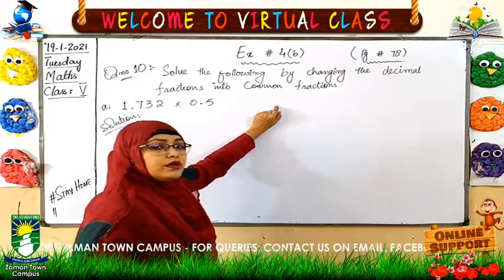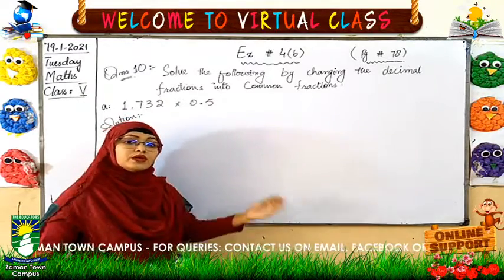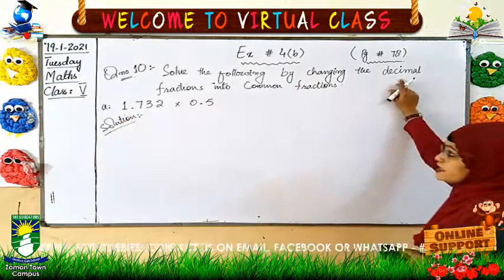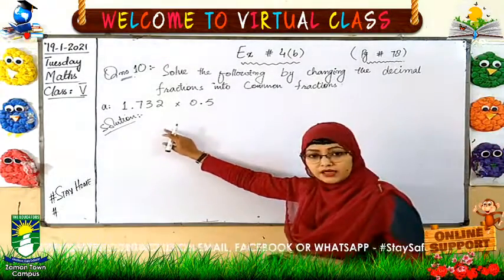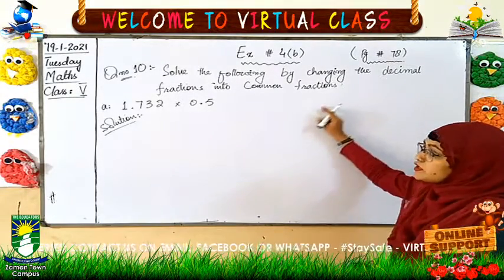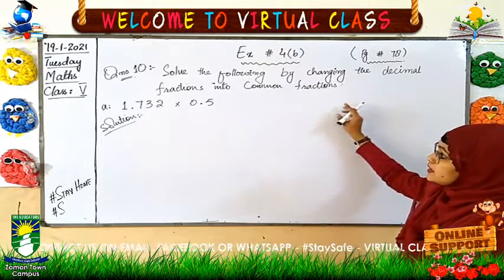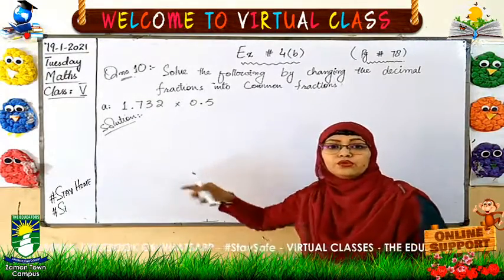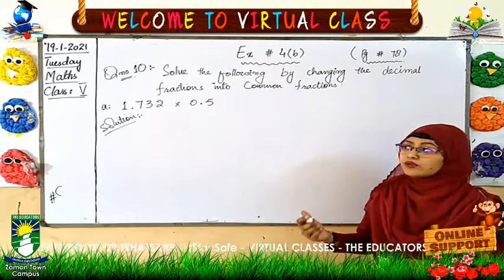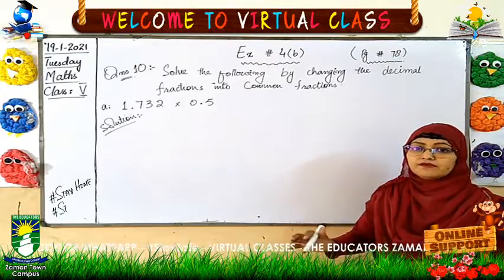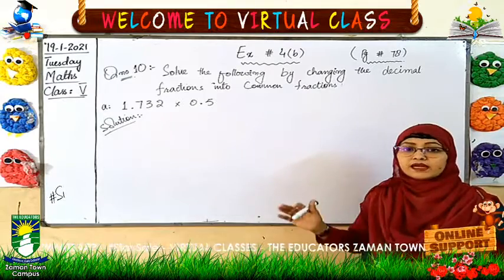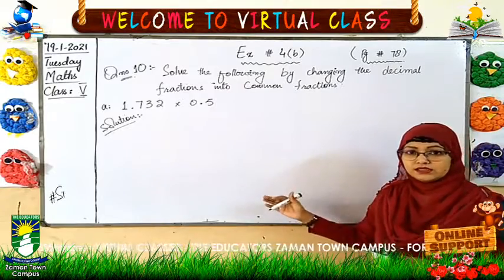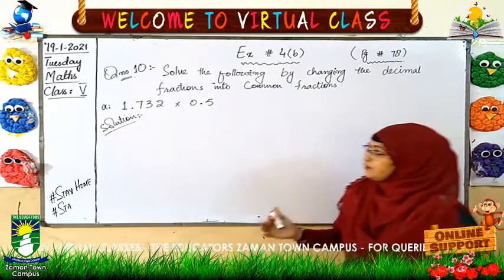Before doing the multiplication, we first have to convert the decimal fractions, the decimal numbers, into common fractions. You can say common fraction or simple fraction. After that we do the multiplication, and after getting the answer of the multiplication, we have to convert the answer back into a decimal number. One by one we will solve it.